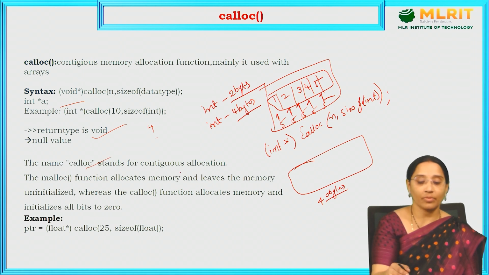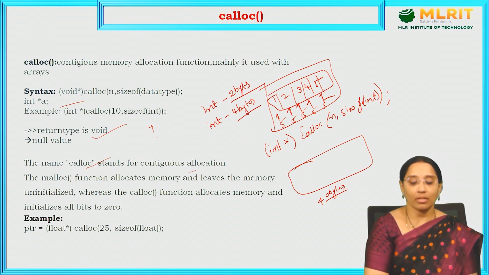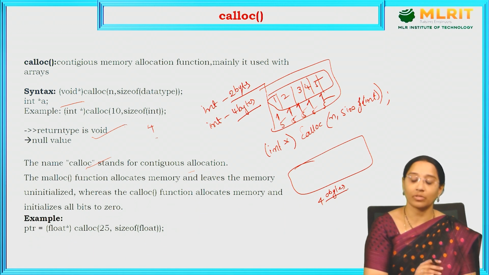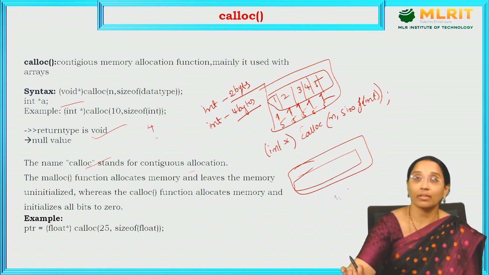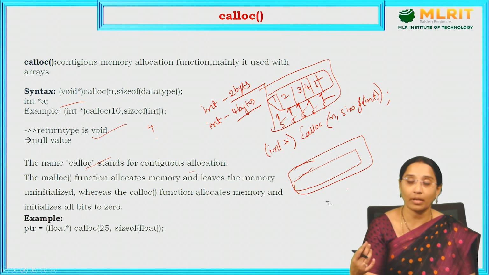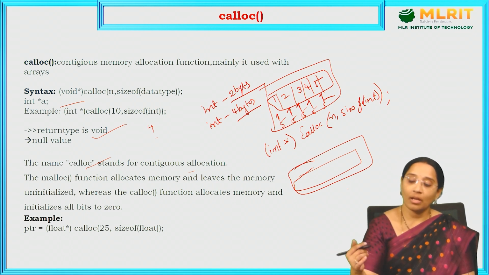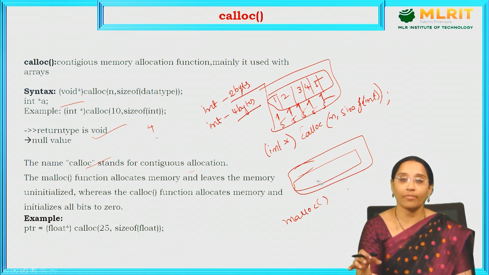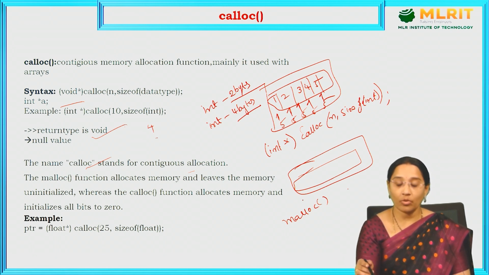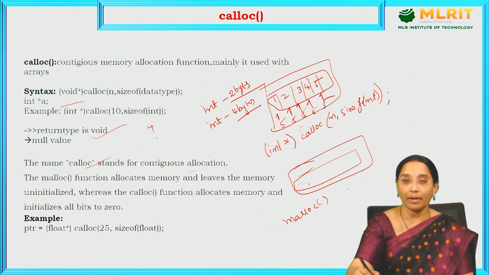The name calloc stands for contiguous allocation. The malloc function allocates the memory and leaves it uninitialized, whereas the calloc function allocates the memory and initializes all bits to 0. Suppose you allocate some memory dynamically in the heap section with malloc. Here malloc allocates a single block of contiguous memory, and if the data was not initialized, all the blocks are filled with garbage values, some random numbers.